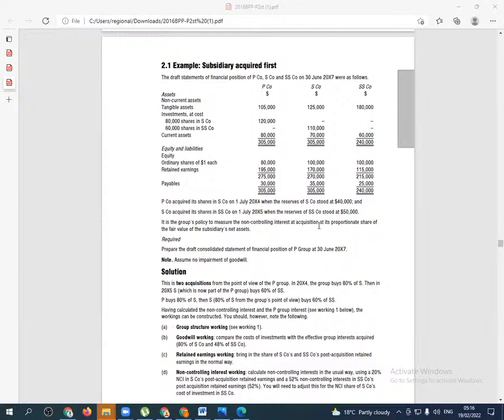So what do they want us to do here? They want us to prepare the draft consolidated statement of financial position of P Group at 30th June 2017. So the very first thing that we need to do, ladies and gentlemen, is to understand how this group is structured. That is the first thing that we need to understand.